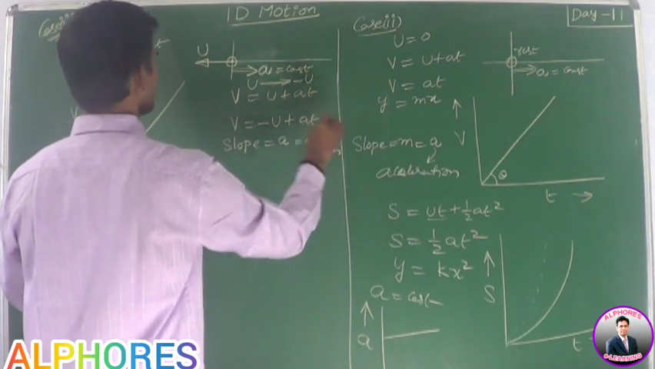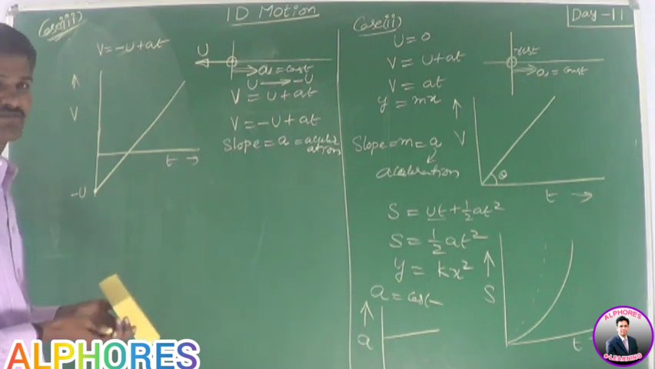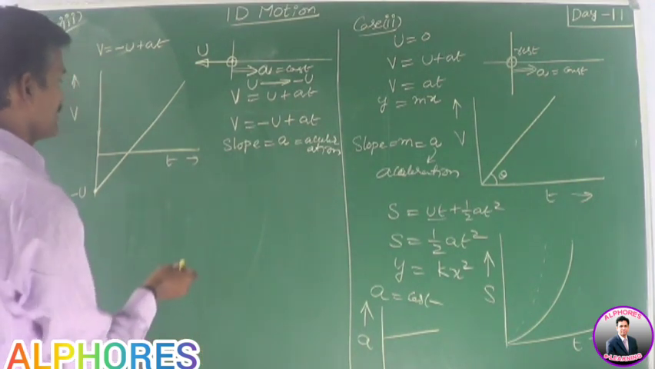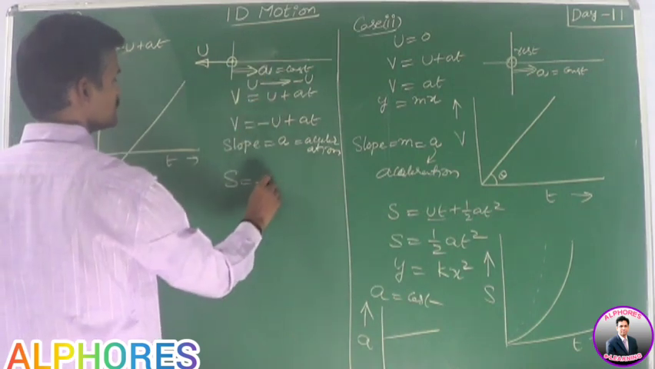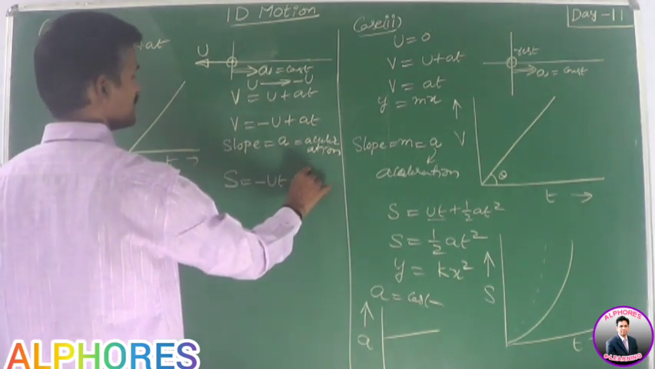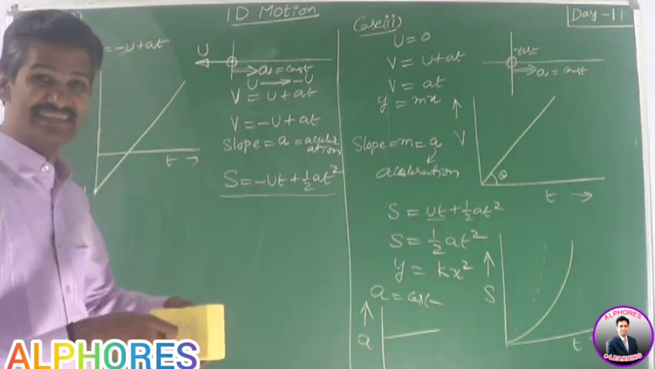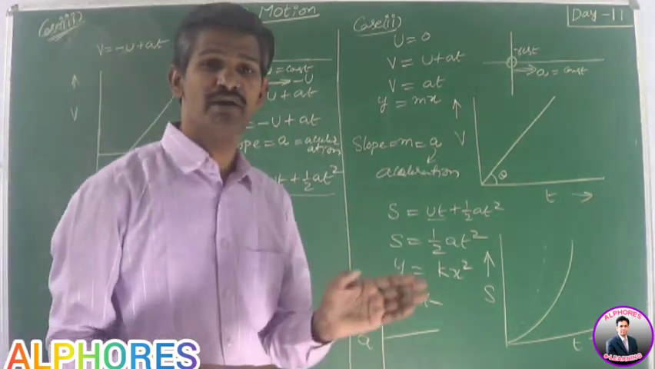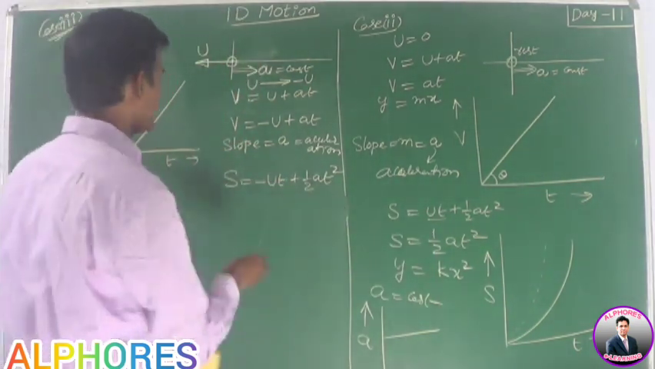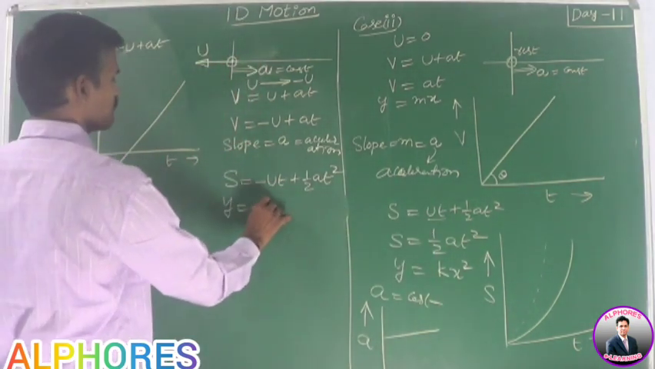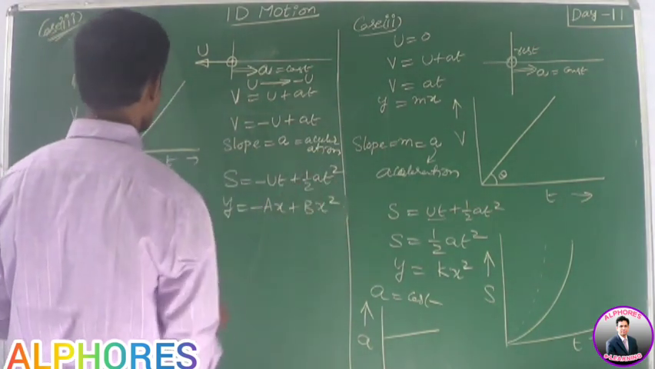Okay. Next, how to draw the s is equal to ut plus half at square graph in this particular case. Here u is negative, so s is equal to minus ut plus half at square. In this case, the function is y is equal to minus ax plus bx square.